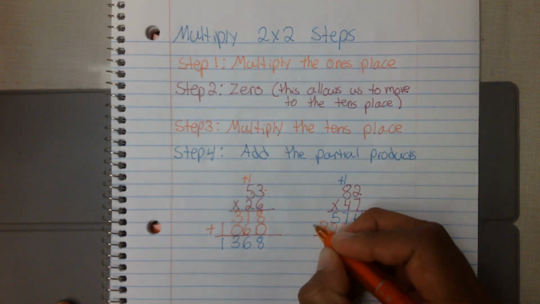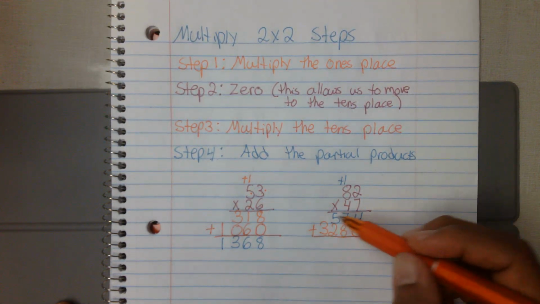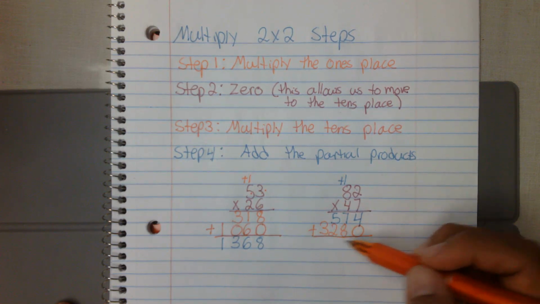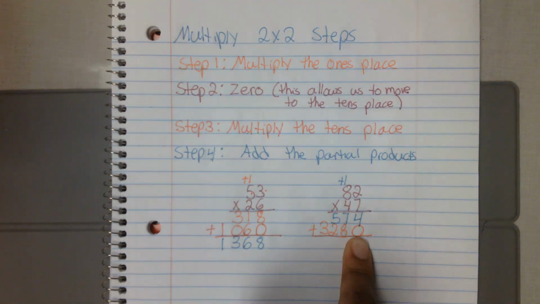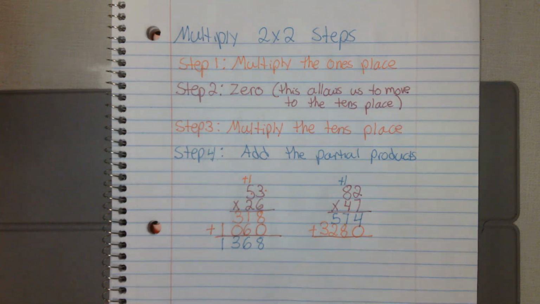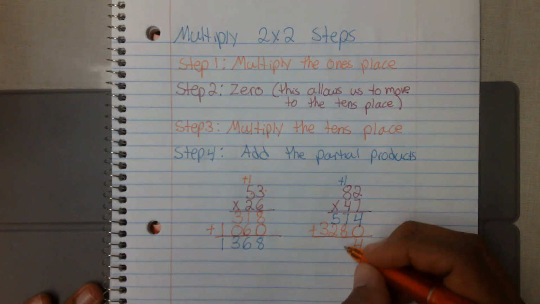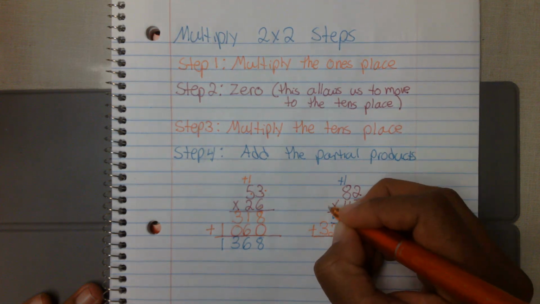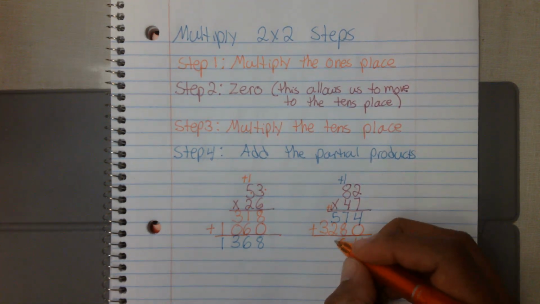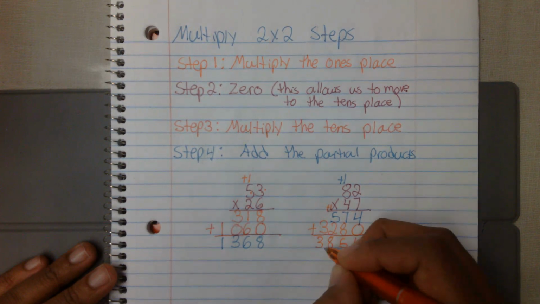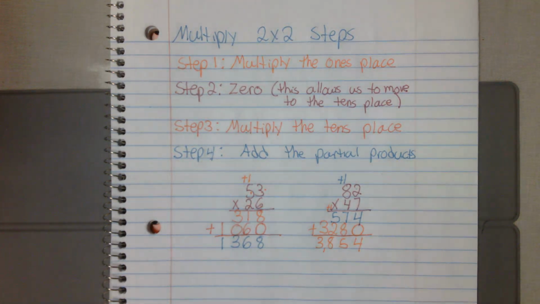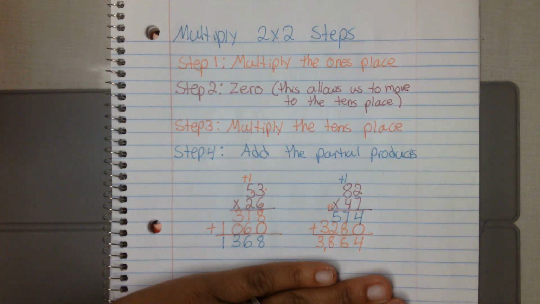Then I add all my partial products. So this is the partial product for my ones place. This is the product for my tens place. Hence why I have a 0 there, 1 0. Remember the 1 0 represents you were doing something from the tens. So 4, 15, regroup my 1, 7, 8, 3. So 3,854. Okay, so this is what we are going to be working on today, remembering how to multiply 2 by 2.